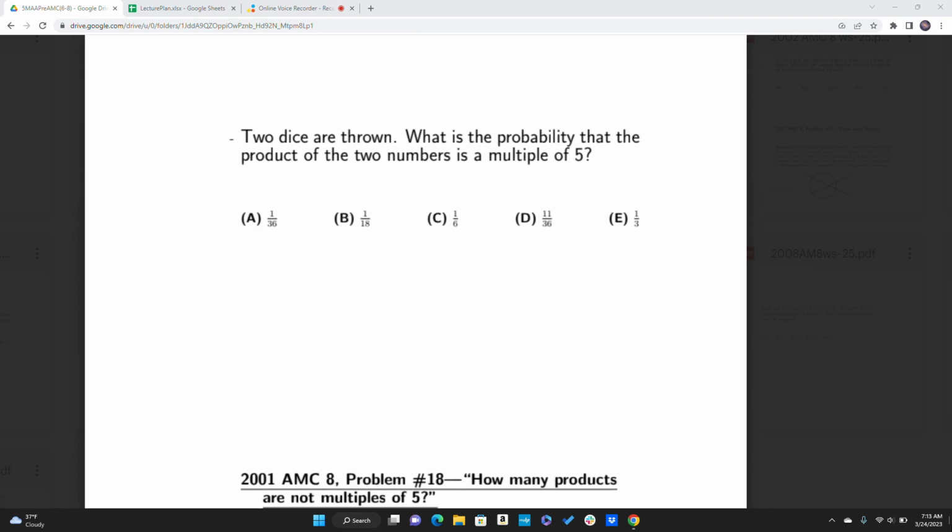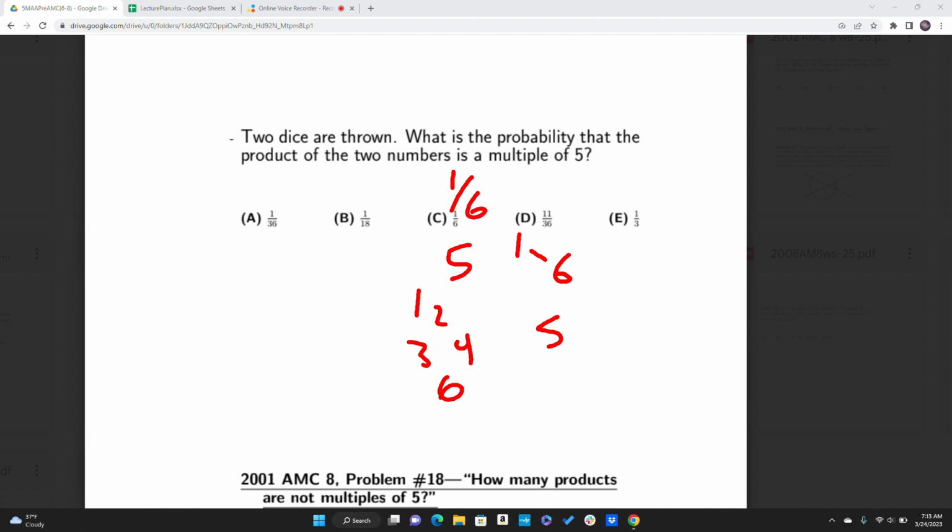Okay, what's the probability that the product of 2 dice being rolled is a multiple of 5? The only way that the product is a multiple of 5 is if at least one of those numbers is a 5, right? So we can either have 5 for the first dice and then 1 through 6 for the second dice, or 1, 2, 3, 4, or 6 for the first dice and 5 for the second dice. All right, because we already have the case where the first dice is 5.